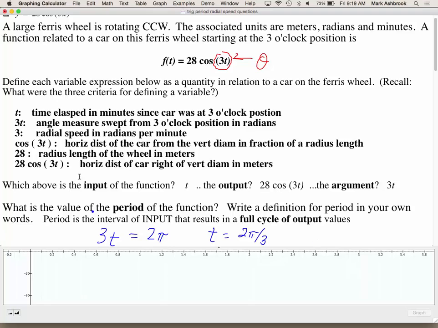So this is a really important way we have to reason about this. We know cosine and sine, their periods are 2 pi. So whatever argument is going into cosine or sine, which is the angle measure, that angle measure has to reach 2 pi. We find the corresponding value of input that achieves that. So when t reaches 2 pi over 3, 3t reaches 2 pi, and the cosine has a full cycle.